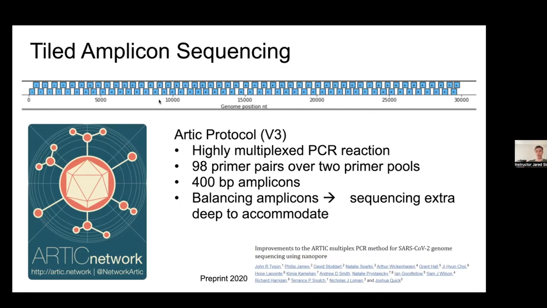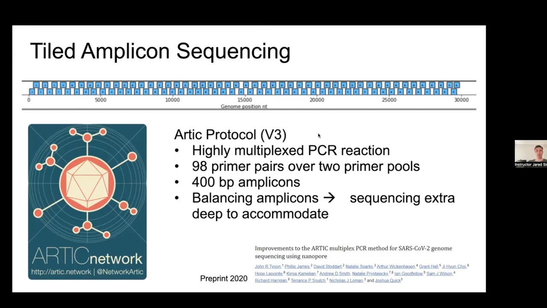John and Josh Quick and a lot of bench scientists spent a tremendous amount of time balancing concentrations of PCR primers to get relatively even coverage of the genome. But even then, you still need to sequence quite deeply, up to 1,000x. I think the Sanger Institute was sequencing 10,000x on the NovaSeq to make sure that you have representation of every amplicon in your pool.